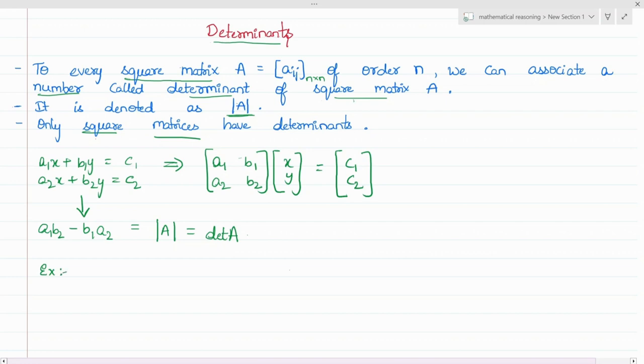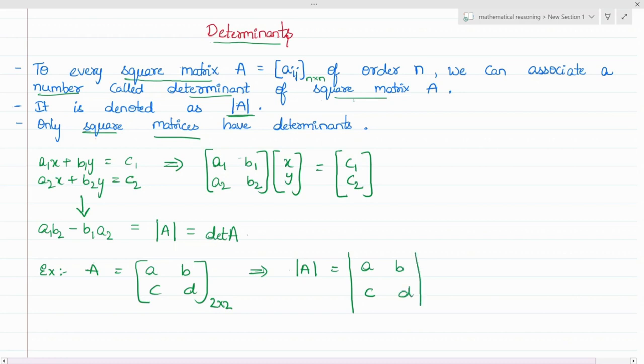For example, if a matrix A, that is a, b, c, d, is a square matrix of order 2 cross 2, then the determinant of this matrix is represented as det of A, that is det of a, b, c, d. This can also be written as det of A. Now let's see how we find the determinant for 2 cross 2 matrices or 3 cross 3 matrices.